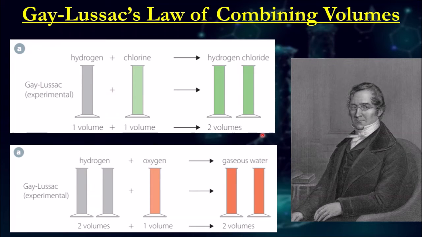So what do we mean by whole number ratios? He wasn't getting decimal points. When he combined 1 volume of hydrogen and 1 volume of chlorine, he didn't get 1.5 volumes of hydrogen chloride. He got 2 volumes. That's what we mean by whole number ratios. And the same idea is what he got for hydrogen and oxygen when making gaseous water.